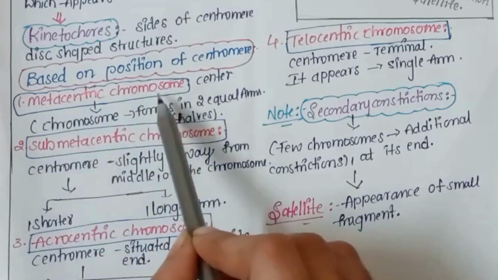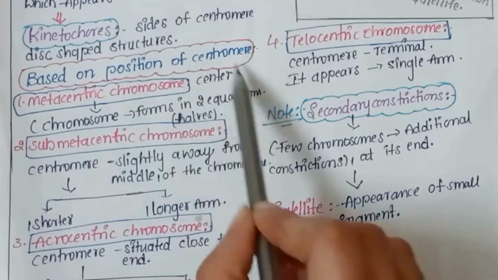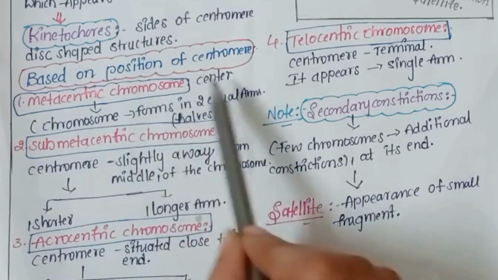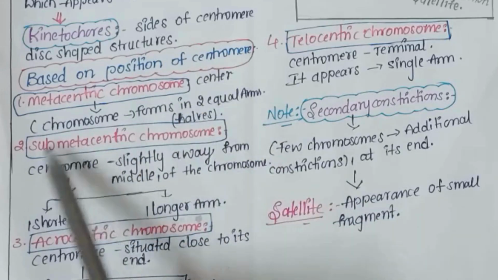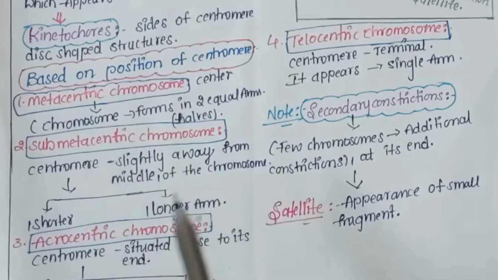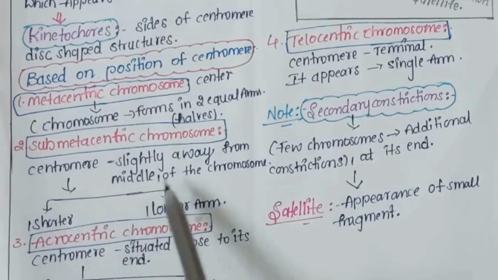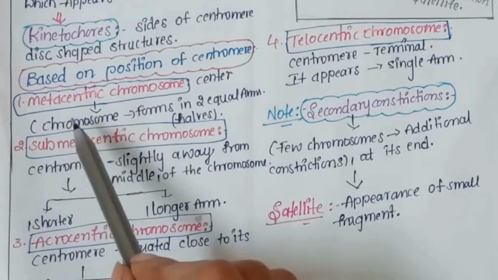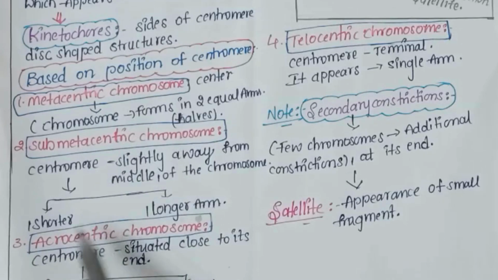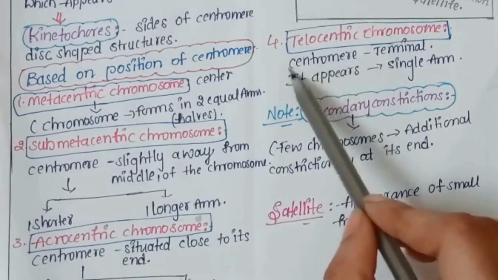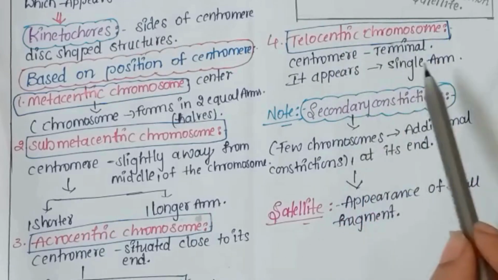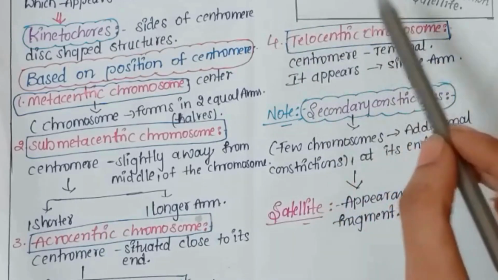Metacentric chromosomes: the centromere is present at the center of the chromosome and divides it into 2 equal arms. If the centromere is present slightly away from the center of the chromosome, then it divides the chromosome into one shorter and one longer arm. Then it is known as a submetacentric chromosome. If the centromere is situated close to its end and divides it into one extremely short and one extremely long arm, then it is known as an acrocentric chromosome. If the centromere is present at the terminal portion, then it appears as a single arm. It is known as a telocentric chromosome.